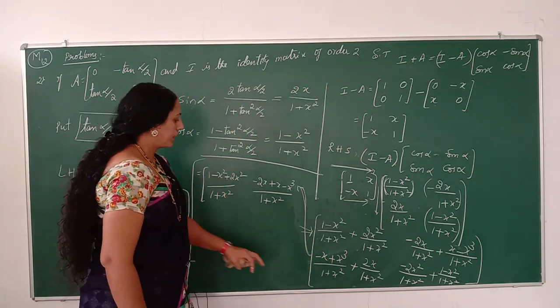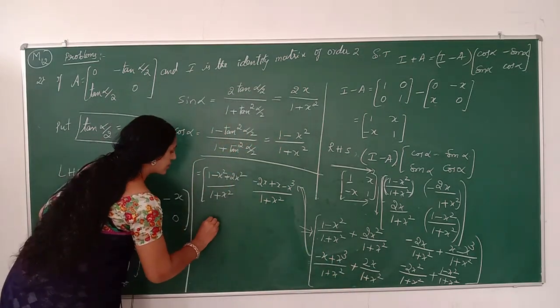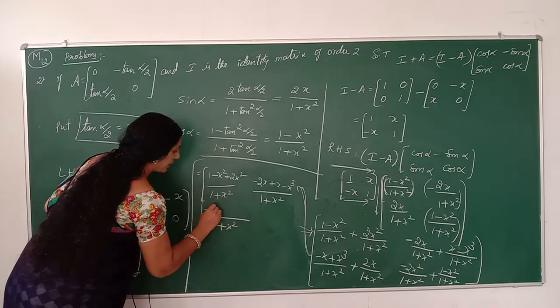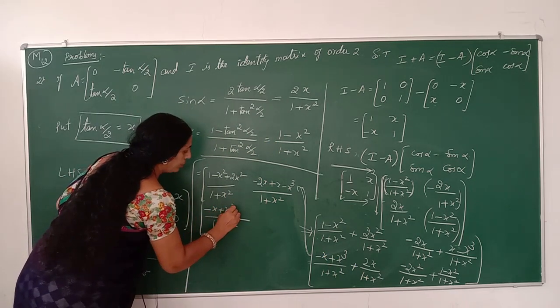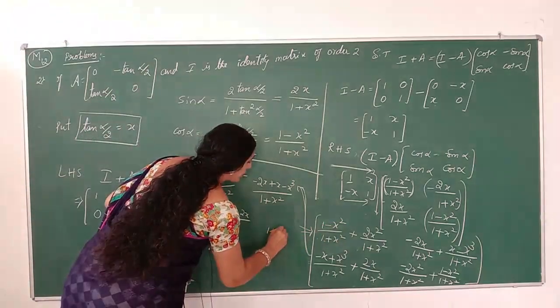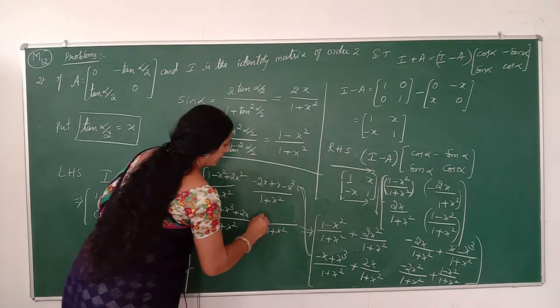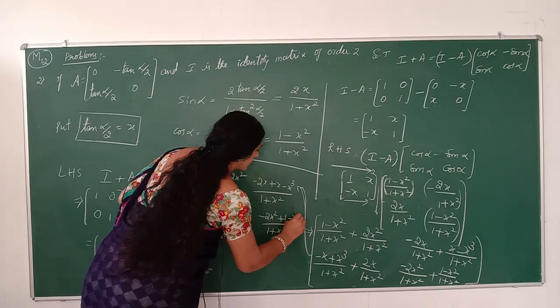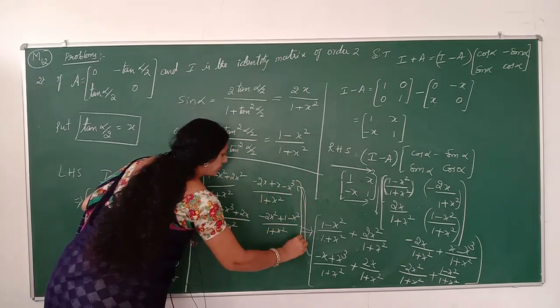second row. In the second row, again 1 plus x square is the LCM. In the numerator, minus x plus x cube plus 2x. And for the second element, 1 plus x square is the LCM. Minus 2x square plus 1 minus x square. So get simplified.